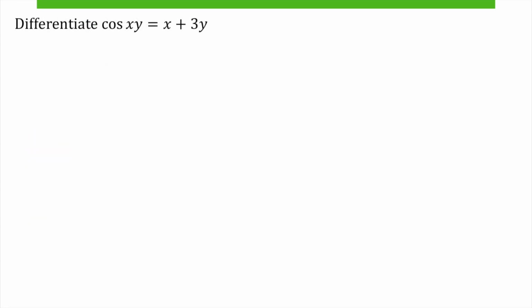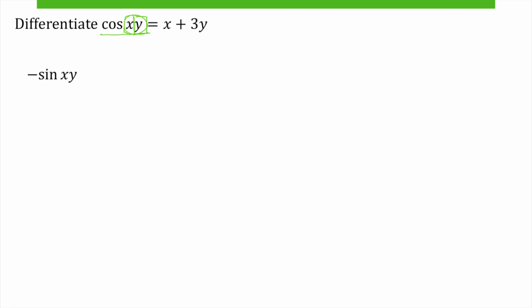Shall we try one with some trig? Step 1, get to know your equation. So we have the cosine of something, and that something is two functions being multiplied together. So just on the left, you have a composite function, two functions being multiplied together. So you're going to need the chain rule and the product rule. That'll be fun. And then the right side looks pretty straightforward.